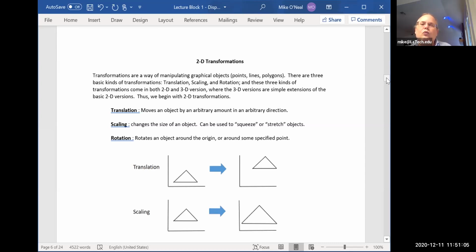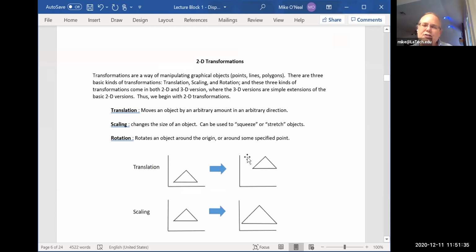So what are these transformations? There are 3 of them. The first one is translation. Translation deals with moving an object by an arbitrary amount in an arbitrary direction. So let's say that we had this 2-dimensional triangle and I moved it up and slightly over to the right. That's translation. I moved the triangle.